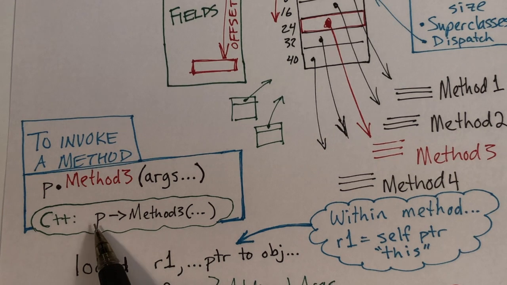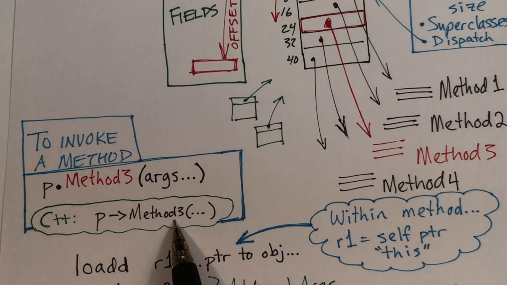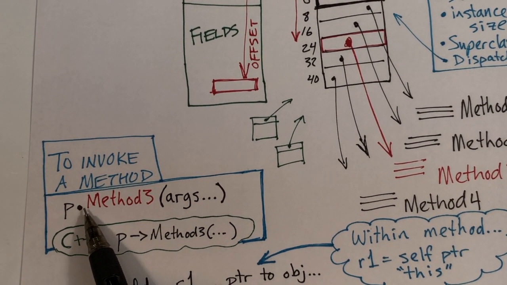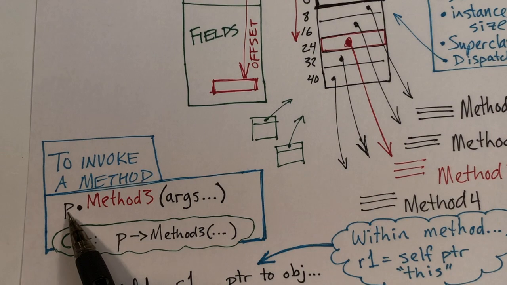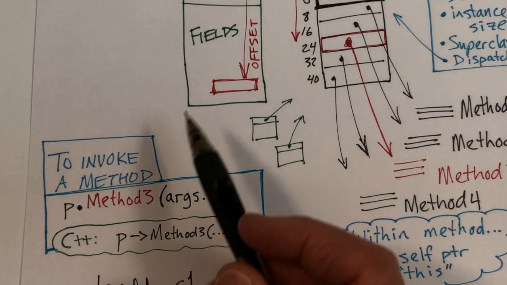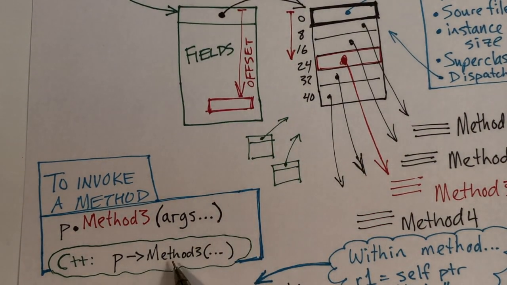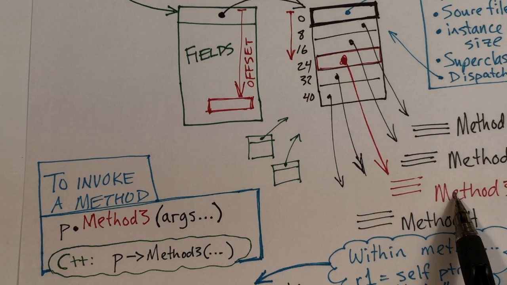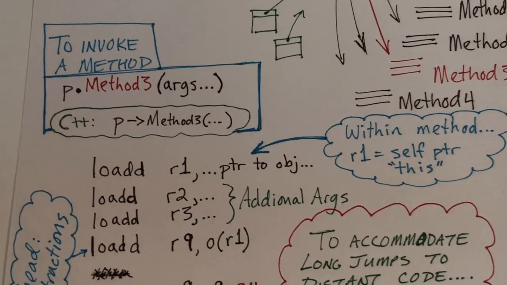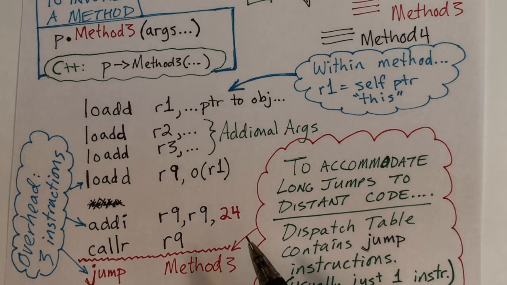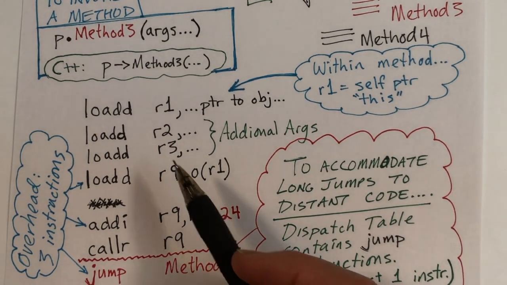In C++, we use this notation here to call or invoke a method. In KPL and other languages like Java, we use this notation here. I'm assuming P is some variable that is a pointer to an object, and it points to the object that we're showing right here. So we're going to call method 3 from some code. Now let's look at the code that will perform the call.